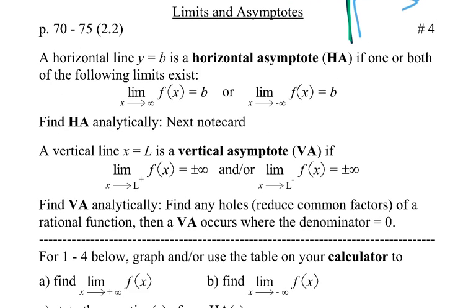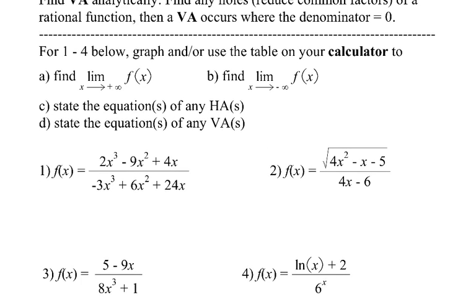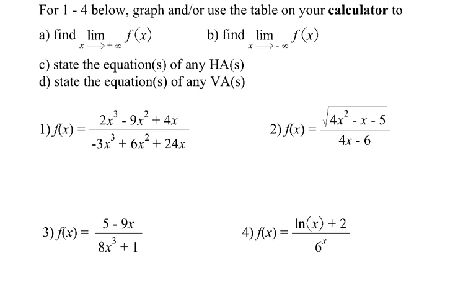You can go ahead and read through some of the definitions there, but if you understand vertical asymptotes and horizontal asymptotes, I'm just going to move down to the questions. So it says, for 1 through 4 below, graph and/or use the table on your calculator to find a, the limit as x approaches infinity, b, the limit as x approaches negative infinity, and then state the equations of any horizontal asymptotes and vertical asymptotes.